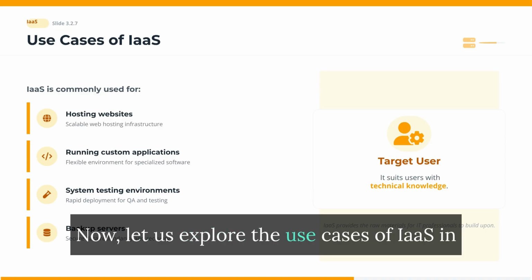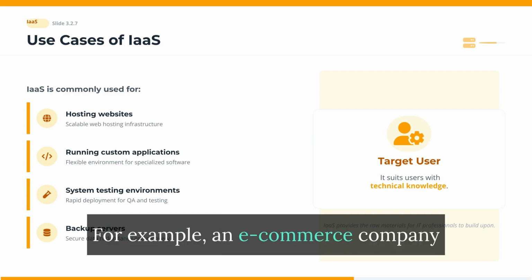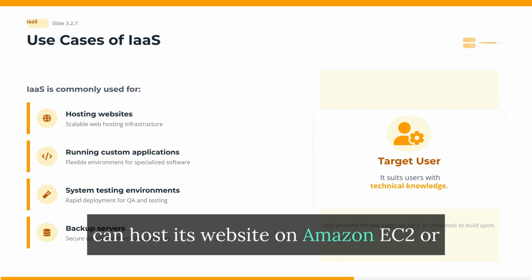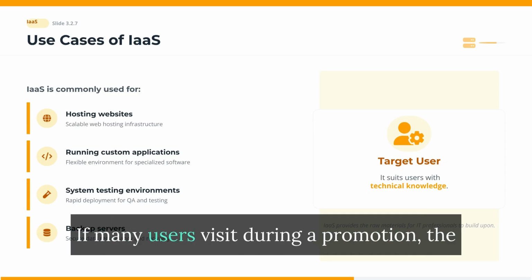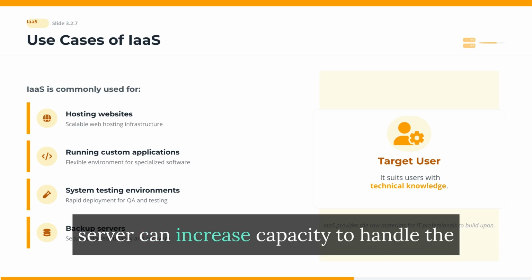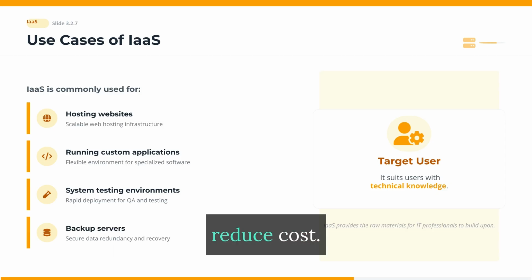Now let us explore the use cases of IaaS in a practical way. IaaS is commonly used for hosting websites. For example, an e-commerce company can host its website on Amazon EC2 or Microsoft Azure virtual machines. If many users visit during a promotion, the server can increase capacity to handle the traffic. When traffic drops, it can scale down to reduce cost.